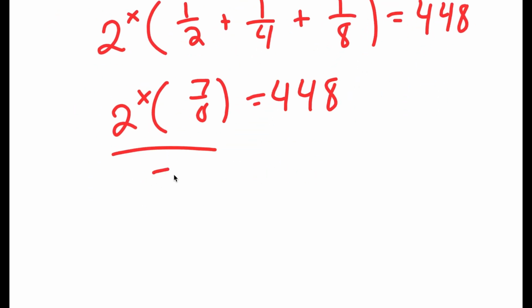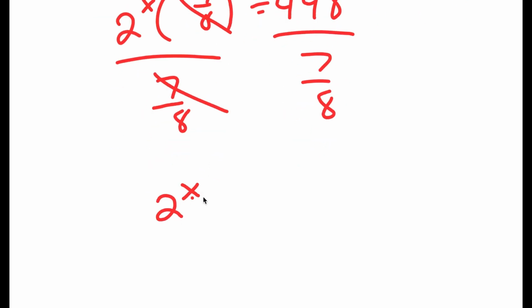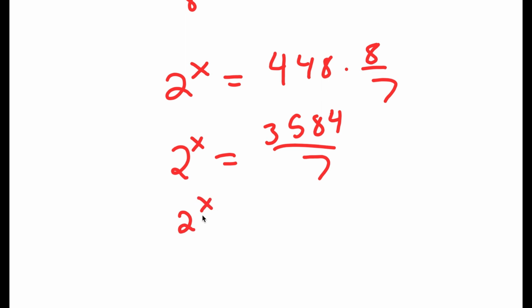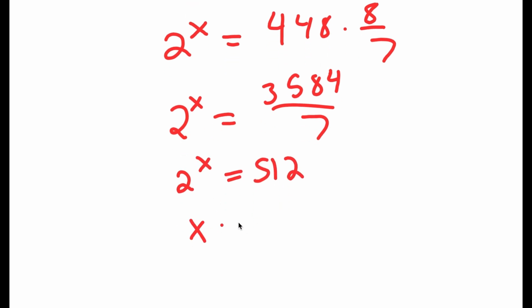Now we want to isolate 2 to the power of x, so I'm going to divide both sides by 7 over 8. So these two cancel out, and I get 2 to the power of x is equal to 448 times 8 over 7. Now, 448 times 8, that's equal to 3,584. Now I have this over 7, which is equal to 512. So I have 2 to the power of x equals 512, meaning x is equal to 9.